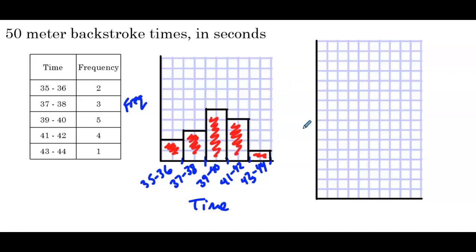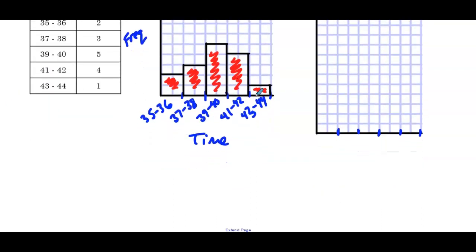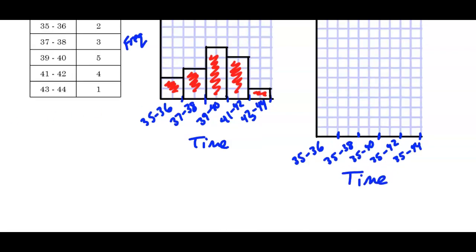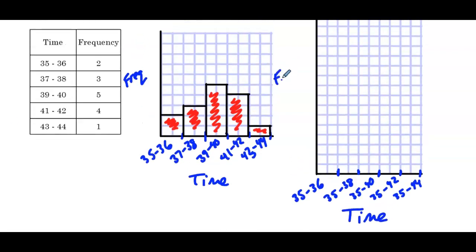Now we're going to do the cumulative frequency histogram. So again, by 2, so we have nice bars in our histogram. But now when we go to label that horizontal axis, cumulative, so every interval is going to start at 35. So we have 35 to 36, then we're going to go 35 to 38, then 35 to 40, then 35 to 42, and then 35 to 44. Again, these are time intervals. Vertical axis still going to be frequency.